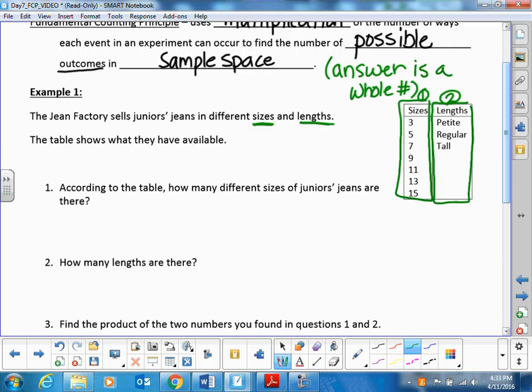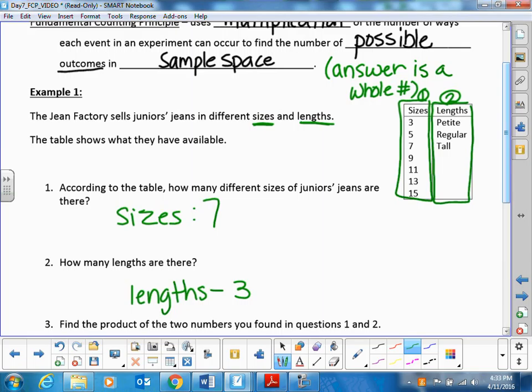So according to the table, how many different sizes are there? Just of sizes, if we look, we've got 3, 5, 7, 9, 11, 13, and 15. So that's 1, 2, 3, 4, 5, 6, 7. So there are 7 sizes. How many different lengths are there? For the lengths, we have 3.